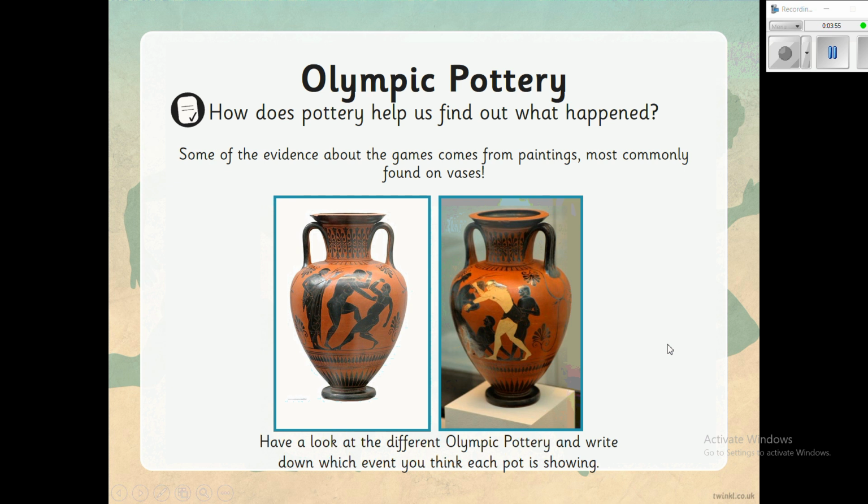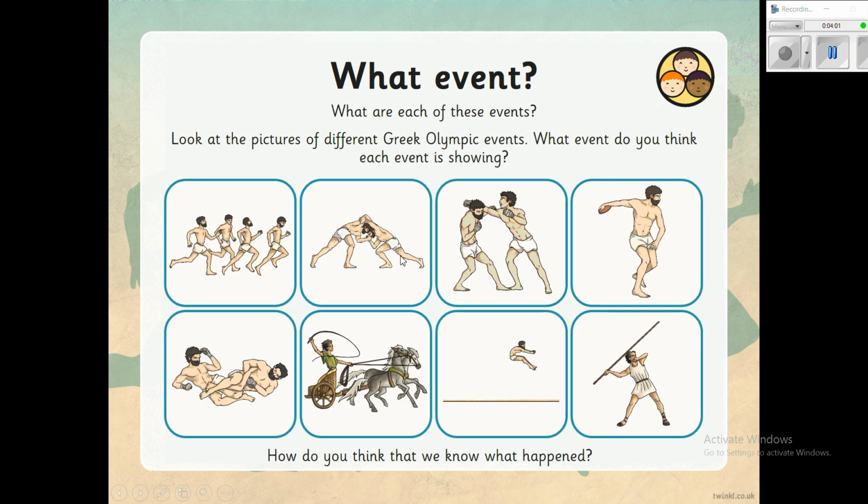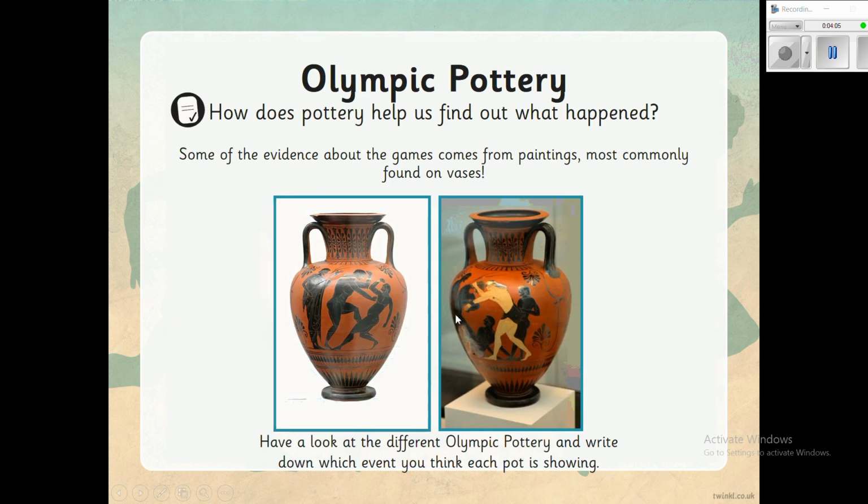If you can't access that for any reason, then have a look at these images, have a guess at what you think these might be showing, and also have a look back at these as well if you can't access that attachment on the website. But hopefully you all should do. I just know some of you have had issues sometimes. Okay, so have a look at that for me. Write down what events you think they are. Okay, let's move on then once you've done that.